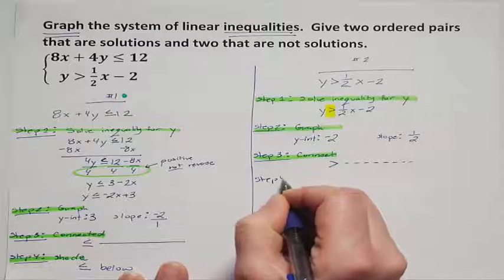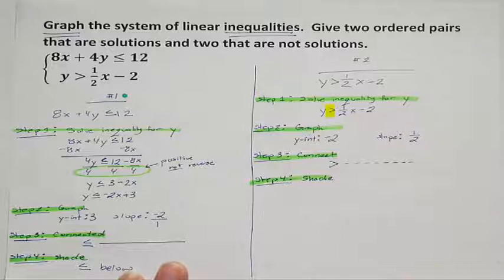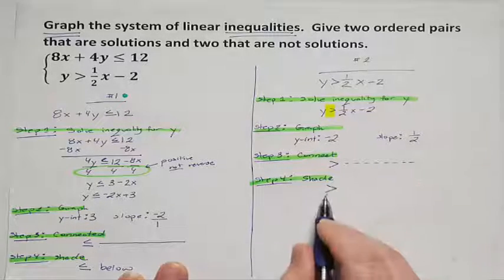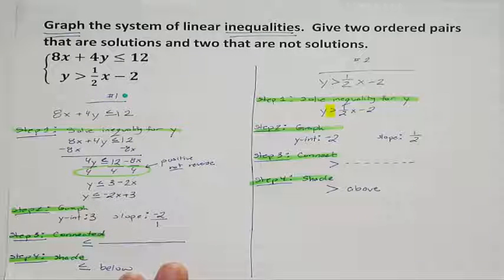And step number 4, we need to figure out how to actually shade once we graph our line. So the symbol is what tells us how to shade. This is greater than. If you are greater than, you are always going to be shading above slope dude.